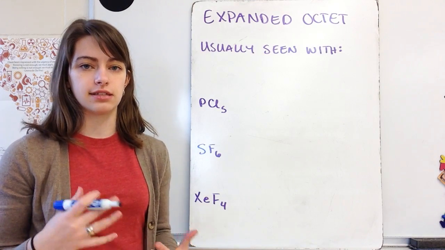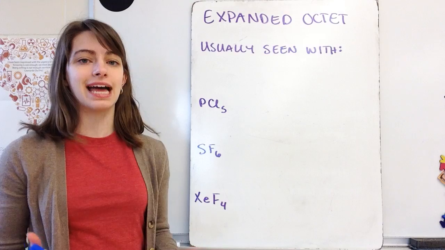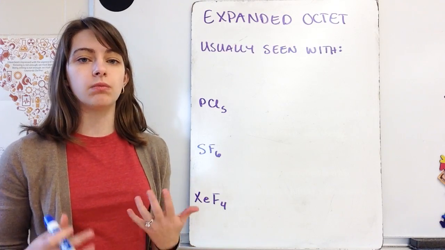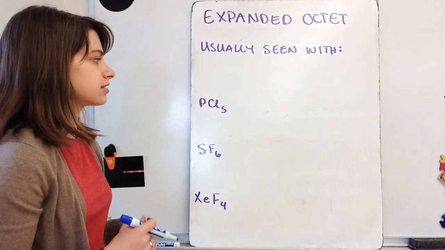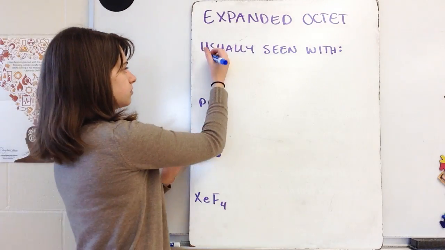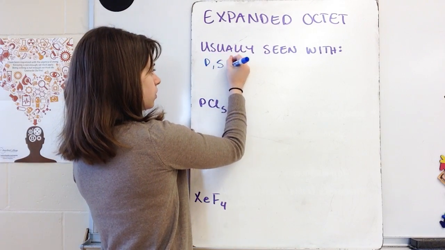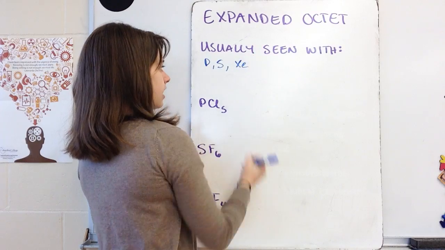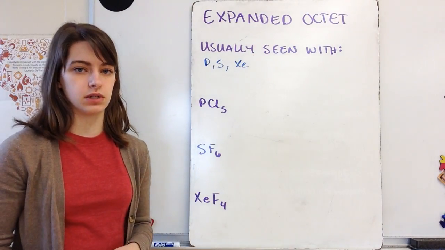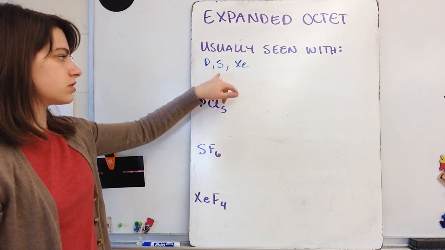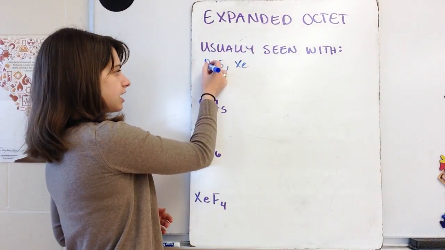This means that the central atom can expand beyond the octet rule. It can have more than just 8 valence electrons. And we usually see this with elements such as phosphorus, sulfur, and xenon, which are the most common ones that we see. So phosphorus and sulfur we know are nonmetals. Xenon is a noble gas.